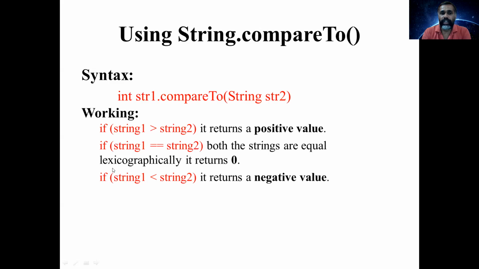While comparing, we have three conditions. If string1 is greater than string2, this function will return a positive value. If it is equal, it returns a zero value, and if it is less than, it returns a negative value. So this function is predefined when compared to the user defined function. This predefined function returns three values: if the first string is greater than the second string, it returns a positive value. If the first string is equal to the second string, it returns 0. And if the first string is less than string 2, it returns a negative value.